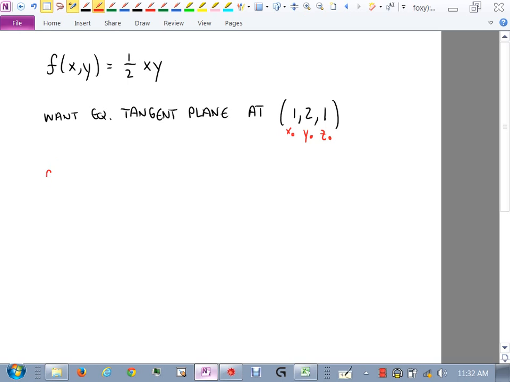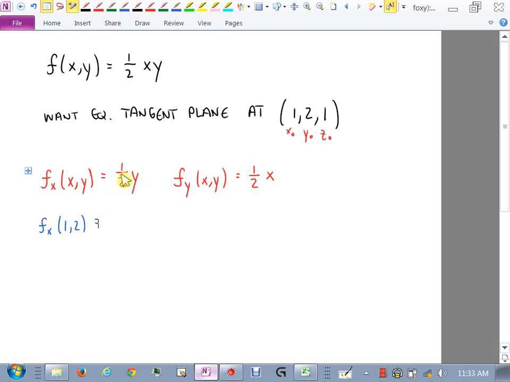Well, let's get our partials. What's the partial of f with respect to x? I'm just doing a partial right now, I'm not plugging anything in yet. With respect to x, what is it? 1/2 y. The partial of f with respect to y is 1/2 x. Now, what's the partial of f with respect to x at the point 1, 2?